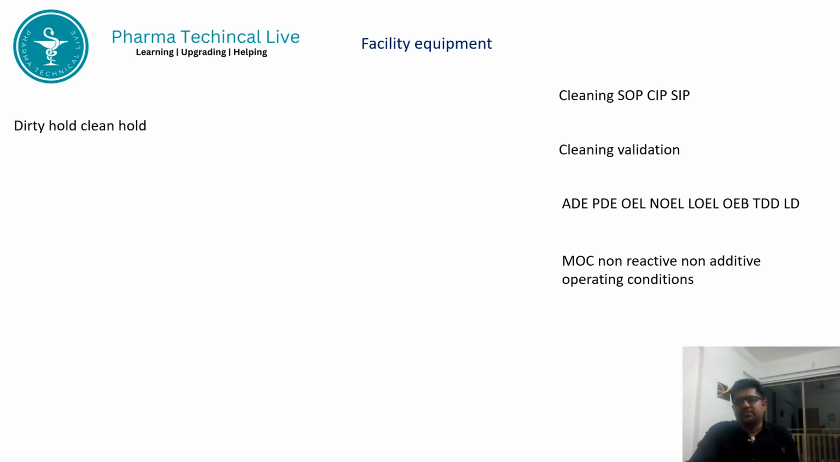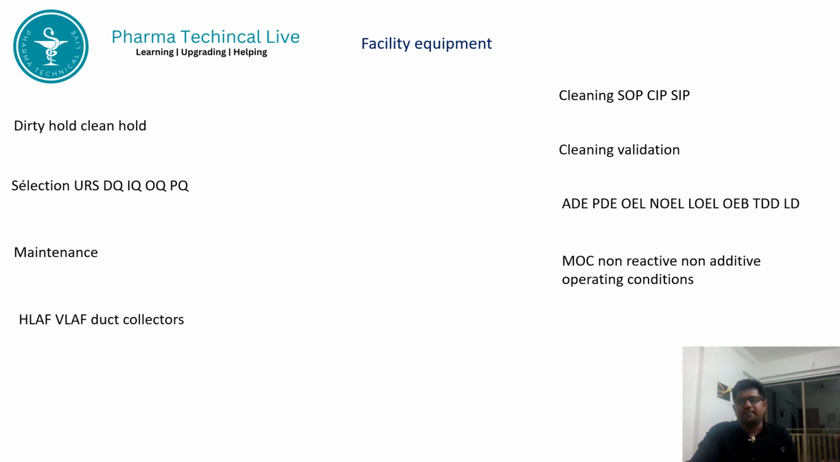Then MOC, material of construction used to produce pharmaceutical product, should be non-reactive, non-additive, and operating conditions should be easy to clean. Like SS316, how to check that and validate the equipment for MOC during the selection, URS, IQ, PQ. That has to be taken into consideration. It will not contaminate the product by any means.